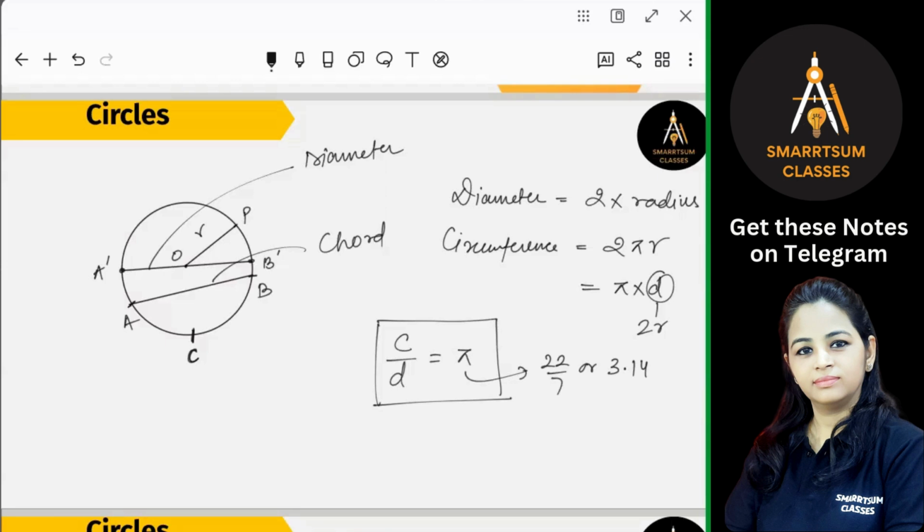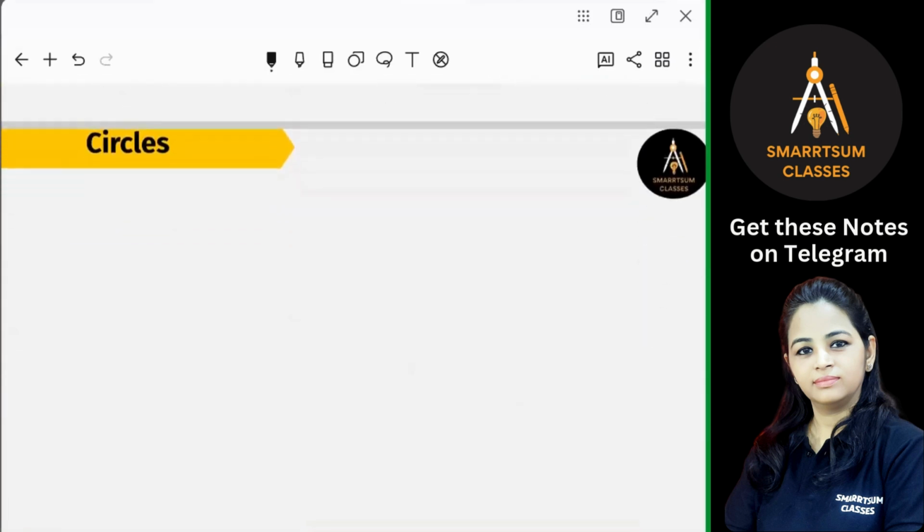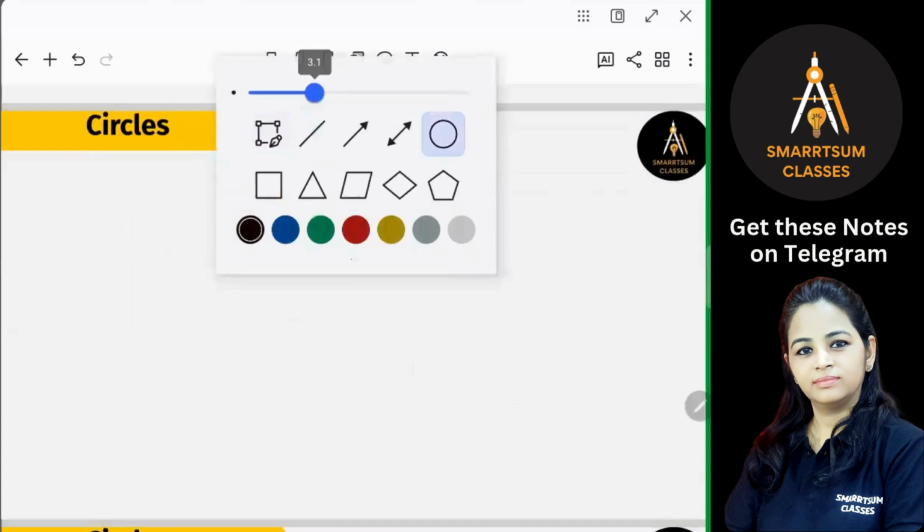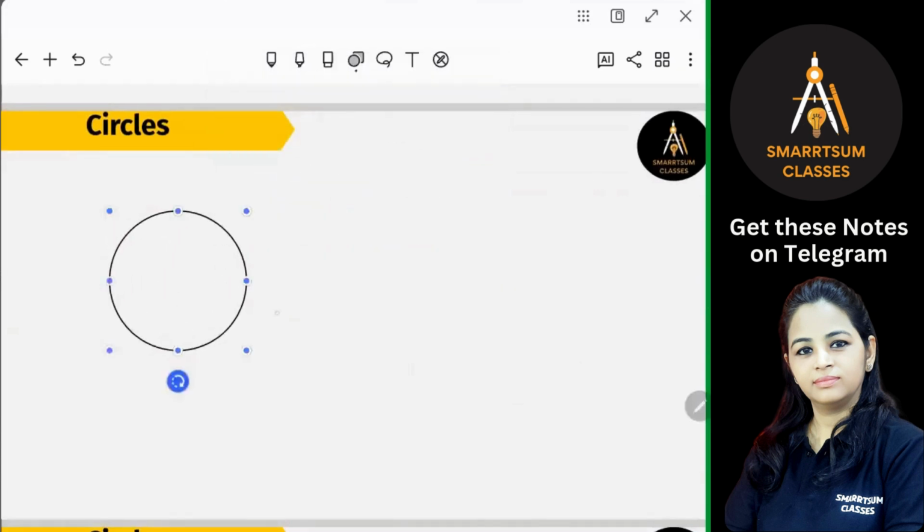Then if we talk about the secant of the circle, suppose this is a circle. Then what is the secant? A line which intersects a circle in two distinct points is called the secant of the circle. So if we have taken a line here which is passing through the circle at two distinct points, suppose A and B, then this line is called a secant. Is that clear?